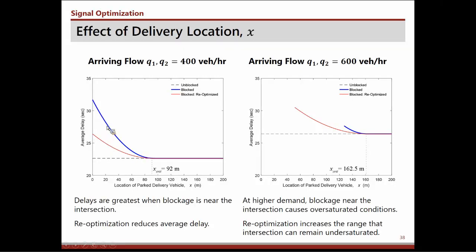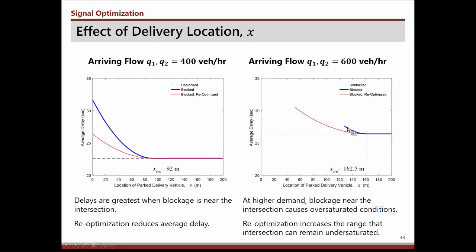Okay, that's an improvement. It's something that can be accomplished, but maybe not such a big deal. Maybe not worth all the effort. But when the arriving demands get higher, you can end up in a situation where an intersection that was undersaturated in normal conditions, able to serve all the vehicles that arrive and were in the queue during normal conditions, when the vehicle is blocking part of the lane, becomes oversaturated. You're not able to get everybody through.